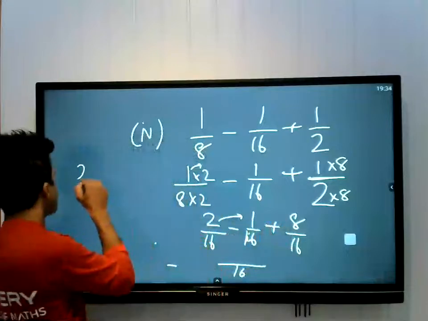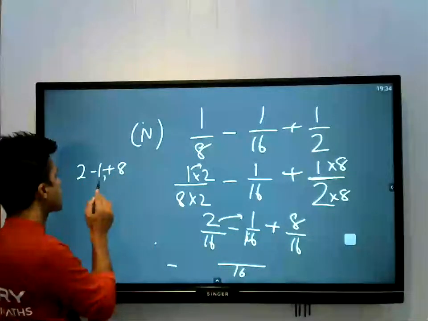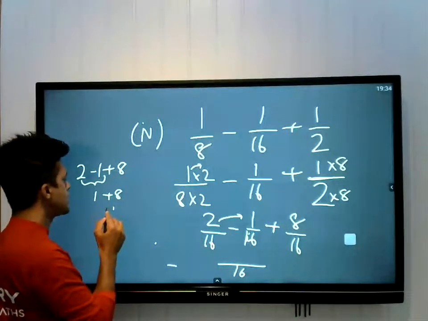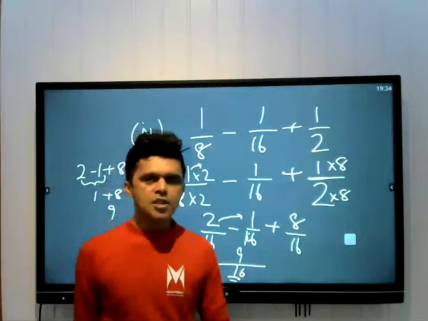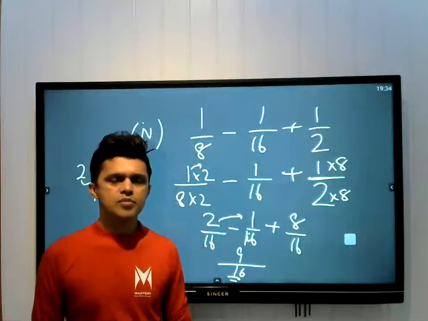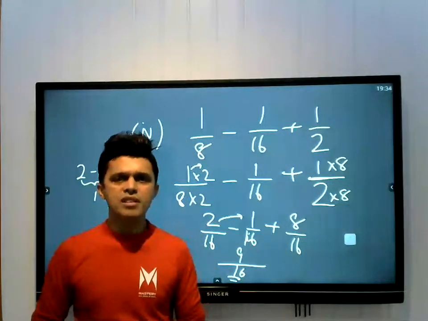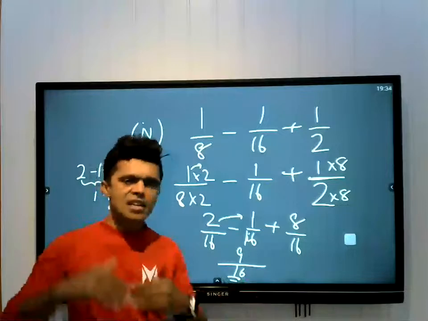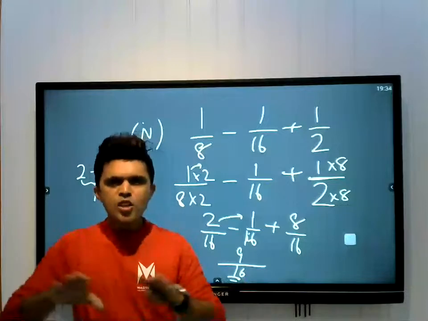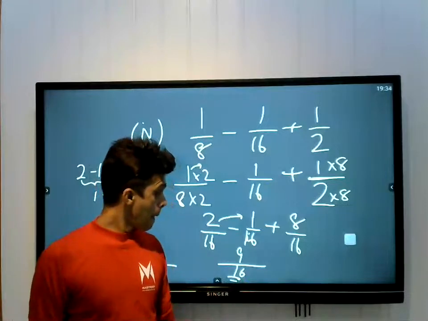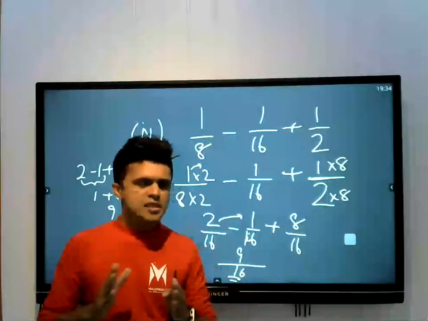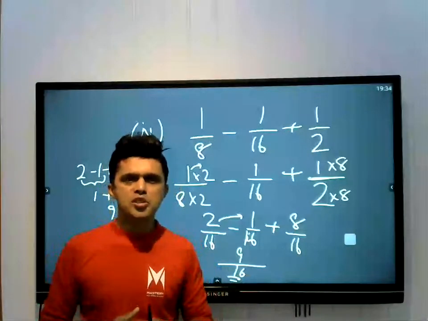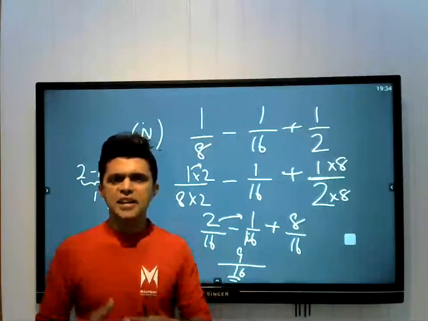So 2 minus 1 plus 8. 2 minus 1 is 1, and 1 plus 8 is 9. So the answer is 9 over 16. It is unable to be simplified any more, the reason is that 16 is not divisible by 9 and 9 is less than 16. So it is unable to simplify this fraction more. These are the fractions you need to know in this way.